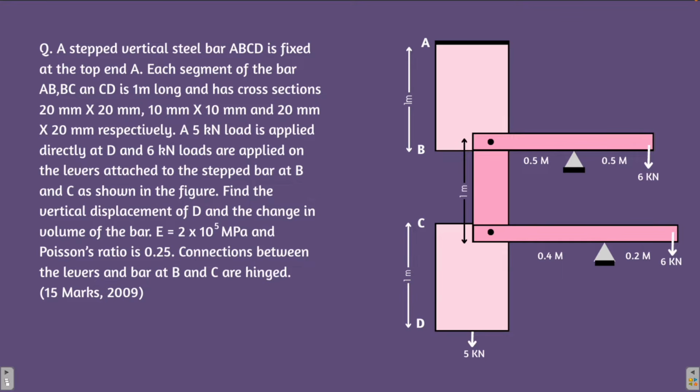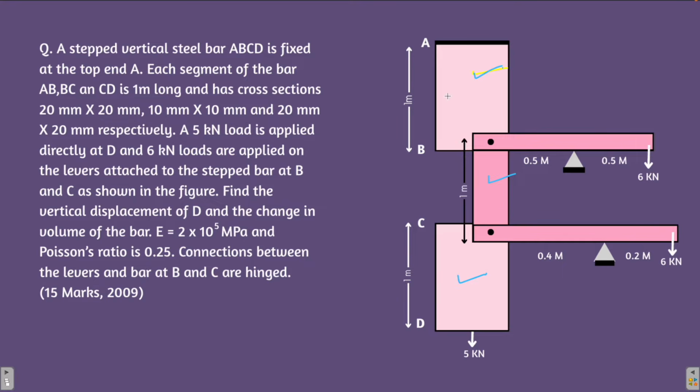The question says that a stepped vertical steel bar ABCD is fixed at the top end A. Each segment of the bar AB, BC and CD is 1 meter long and has a cross-section area of 20 millimeter into 20 millimeter, 10 millimeter into 10 millimeter and 20 millimeter into 20 millimeter respectively. So as you can see over here, there are three bars. This is the first one, this is the second one, part BC, and this is the third one, part CD.